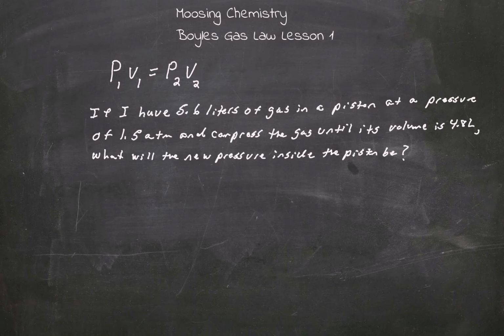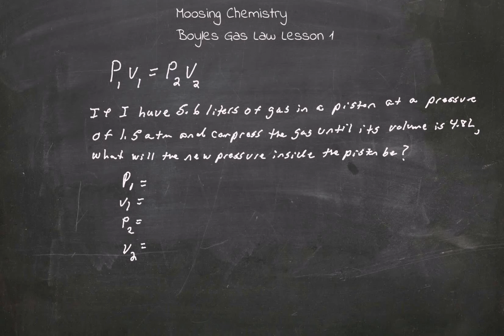Alright, now I've written this question. If I have 5.6 liters of a gas in a piston at a pressure of 1.5 atmospheres and compress the gas until its volume is 4.8 liters, what will the new pressure inside the piston be? So the first thing I like to do is set up all my variables because I feel that's very important. So we're going to go P1, V1, P2, V2. So we're going to go ahead and figure out who is who.